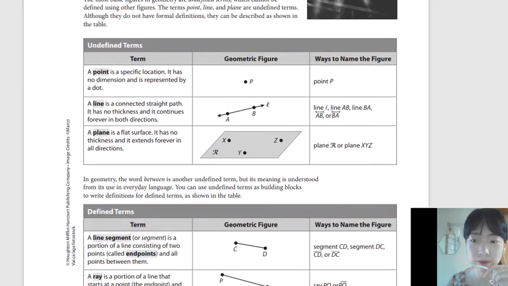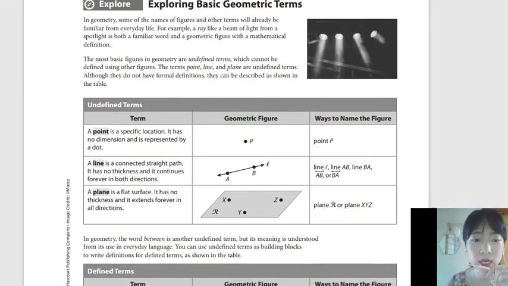So these are the undefined terms. A point is a specific location. It has no dimension and is represented by a dot. A line is a connected straight path. It has no thickness and it continues forever in both directions. A plane is a flat surface. It has no thickness and it extends forever in all directions. Both directions, all directions, no dimension. And these are the qualities of point, line, and plane.